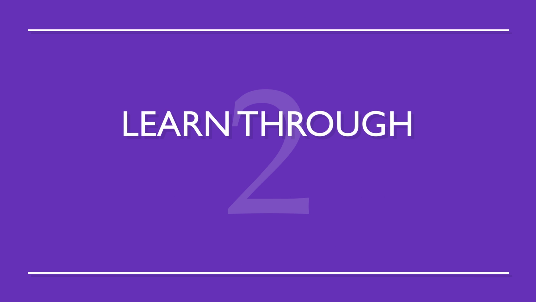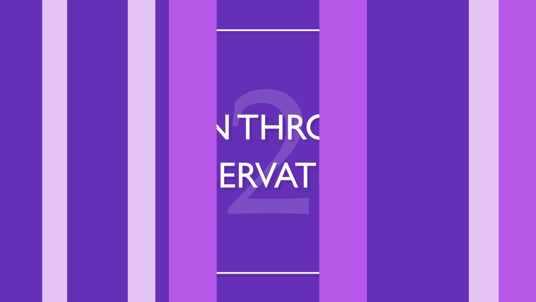Number 2, learn through observation. This is how we all learned our native languages as kids. Words will develop their own meanings that relate better to your target language, rather than meanings that are translated directly.